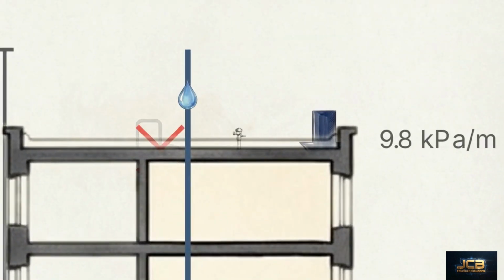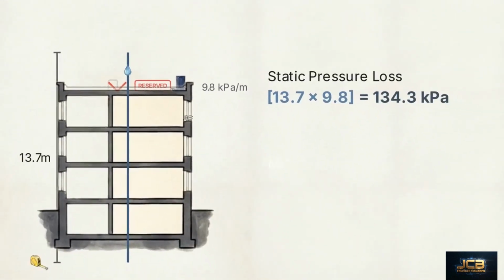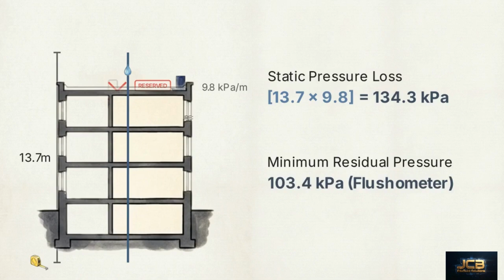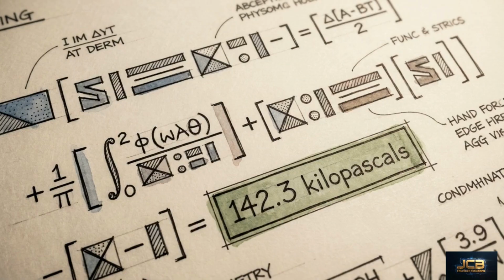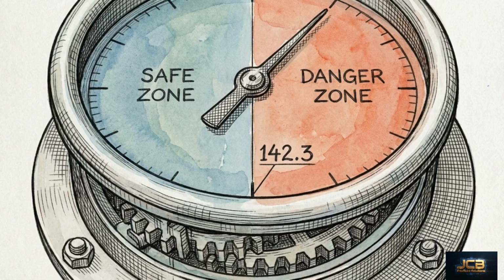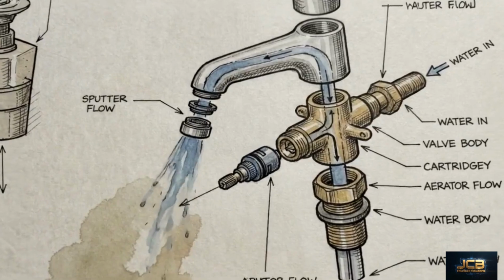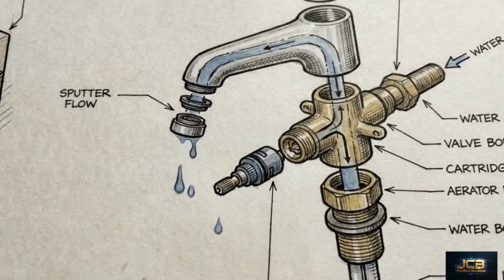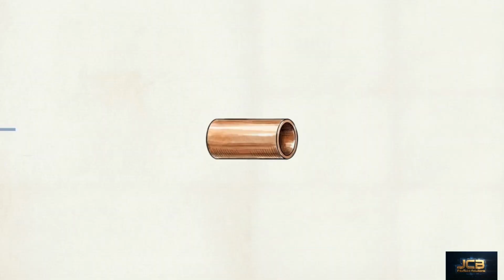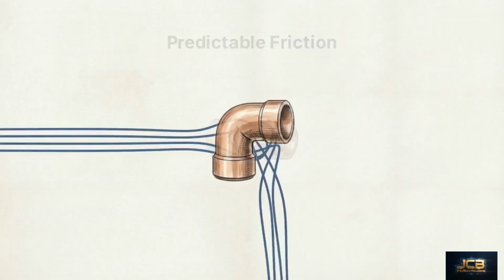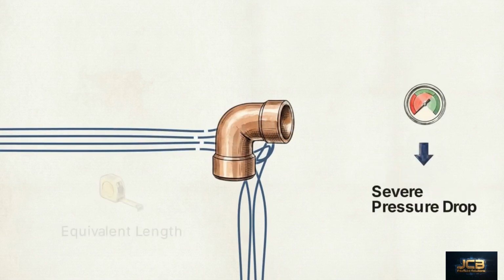Next, we perform a second subtraction to reserve the minimum operating pressure for the highest fixture. Because we use flushometers, we must reserve a substantial 103.4 kilopascals at the endpoint. Completing the math leaves us with a final result of 142.3 kilopascals. This is the remaining pressure available specifically to overcome pipe friction. That 142.3 kilopascals is a strict budget. Every millimeter of friction generated by the pipes, valves, and fittings must fit within this margin, or the top floor will fail to operate. Straight pipe walls cause predictable friction, but every time water hits a valve or a corner fitting, violent turbulence creates severe pressure drops.